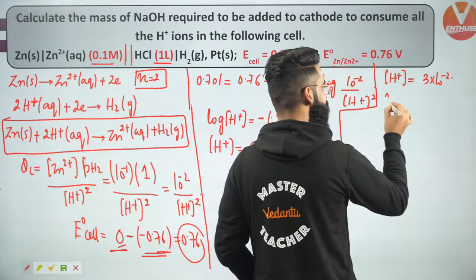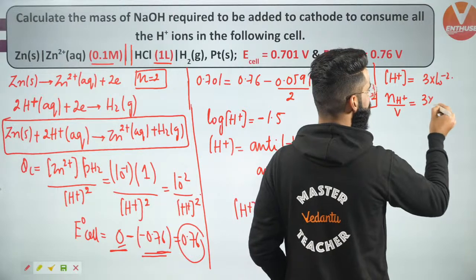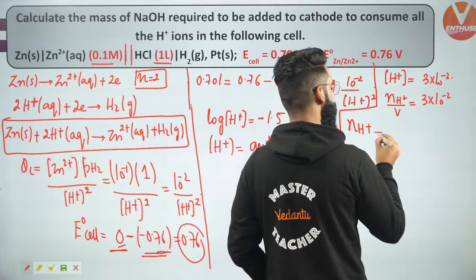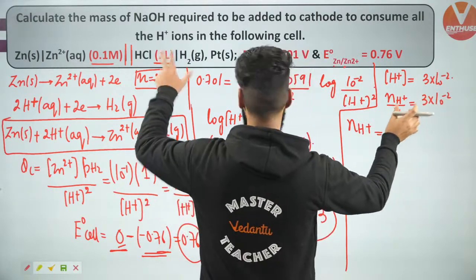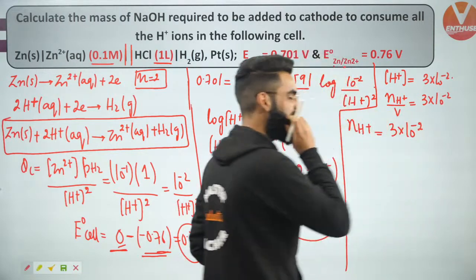We know H positive concentration is the number of moles of H positive divided by volume. This value is given as 3 into 10 power minus 2. So from here, can I calculate the number of moles of H positive? It's going to be 3 into 10 power minus 2 multiplied by volume, which is 1 liter. So the number of moles of H positive in the cathodic container is 3 into 10 power minus 2.